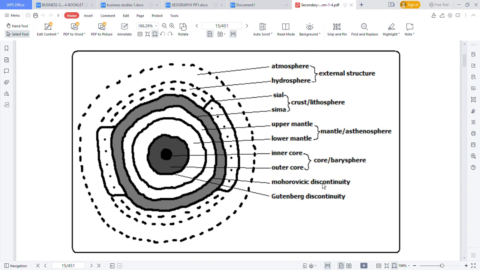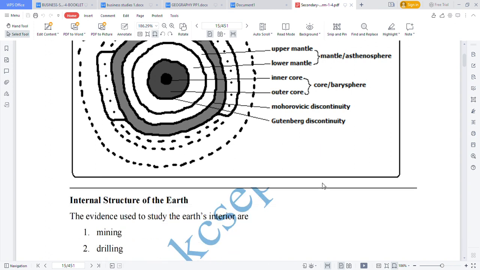It is being set in KCSE. We have seen from the past papers that structure is being set. Internal exams, joint, post-mock, pre-mock, that structure is being set in geography. So kindly take some time to look at that structure, the parts, and also take notes of the discontinuity, core, lithosphere, asthenosphere.